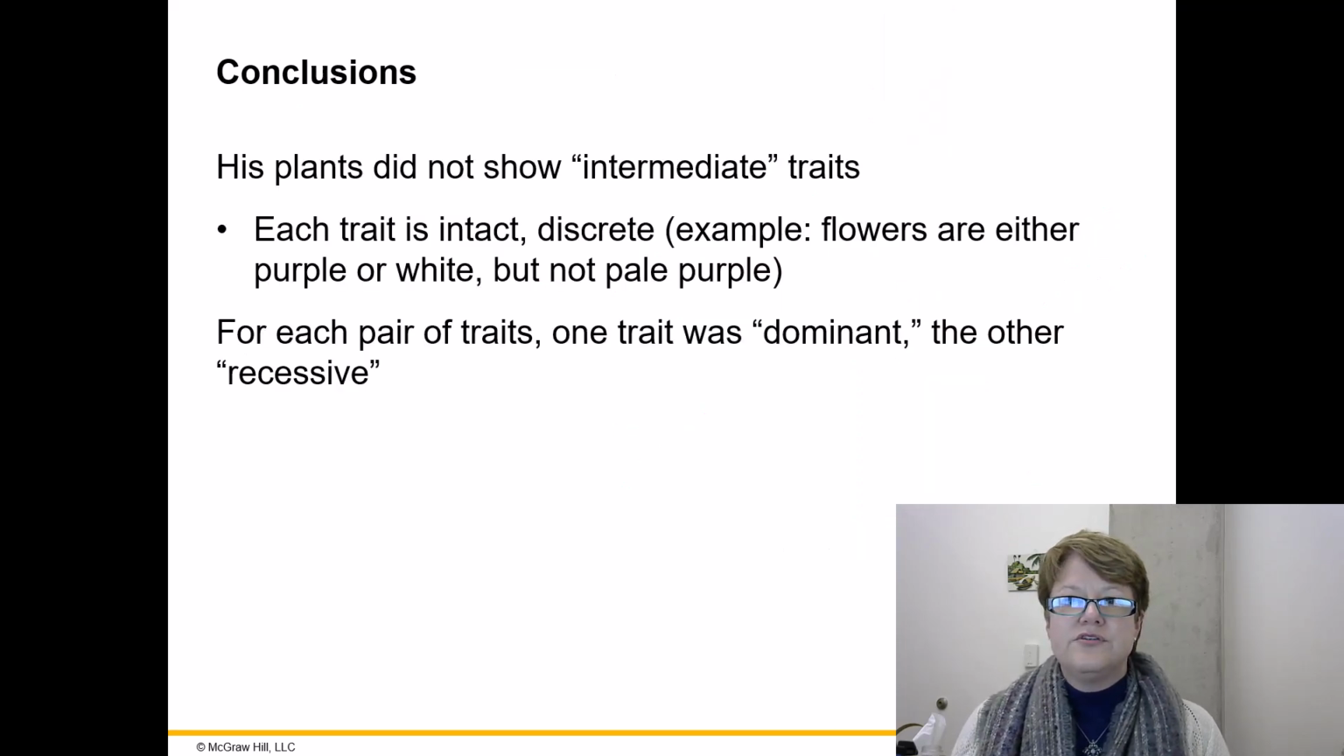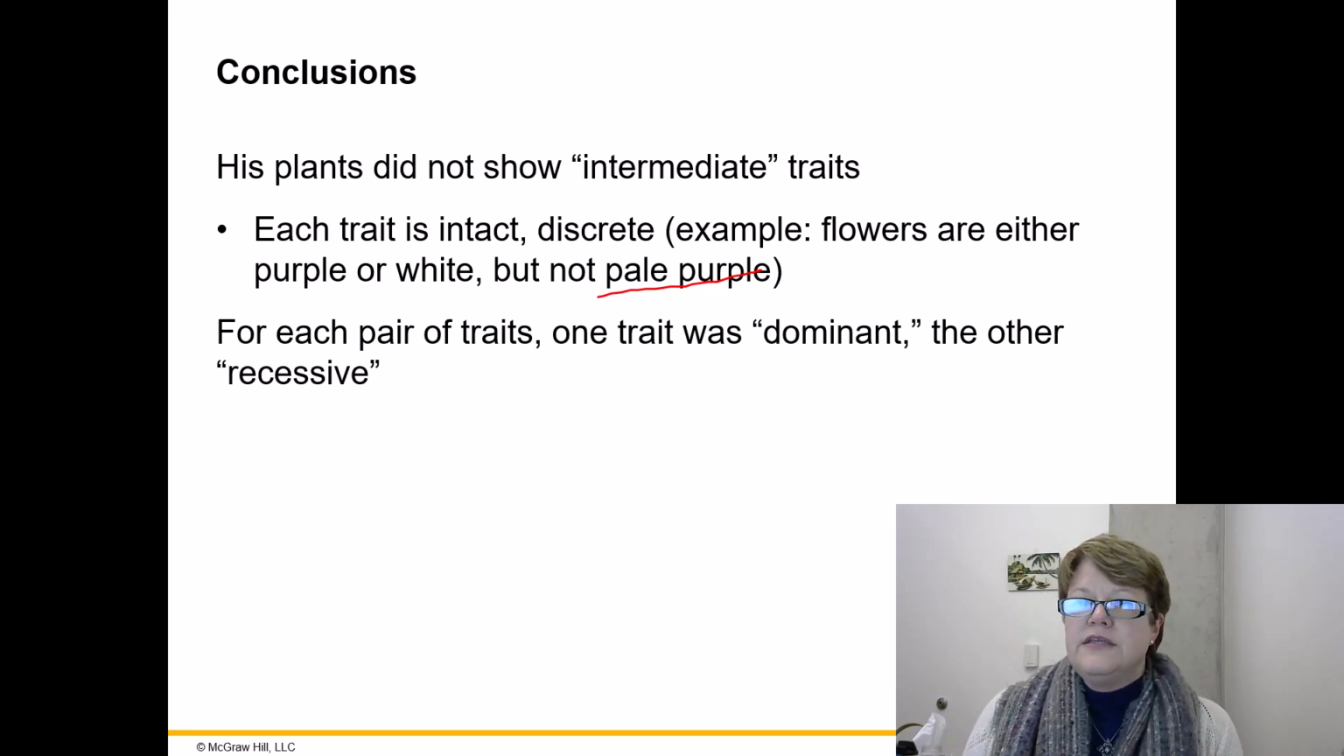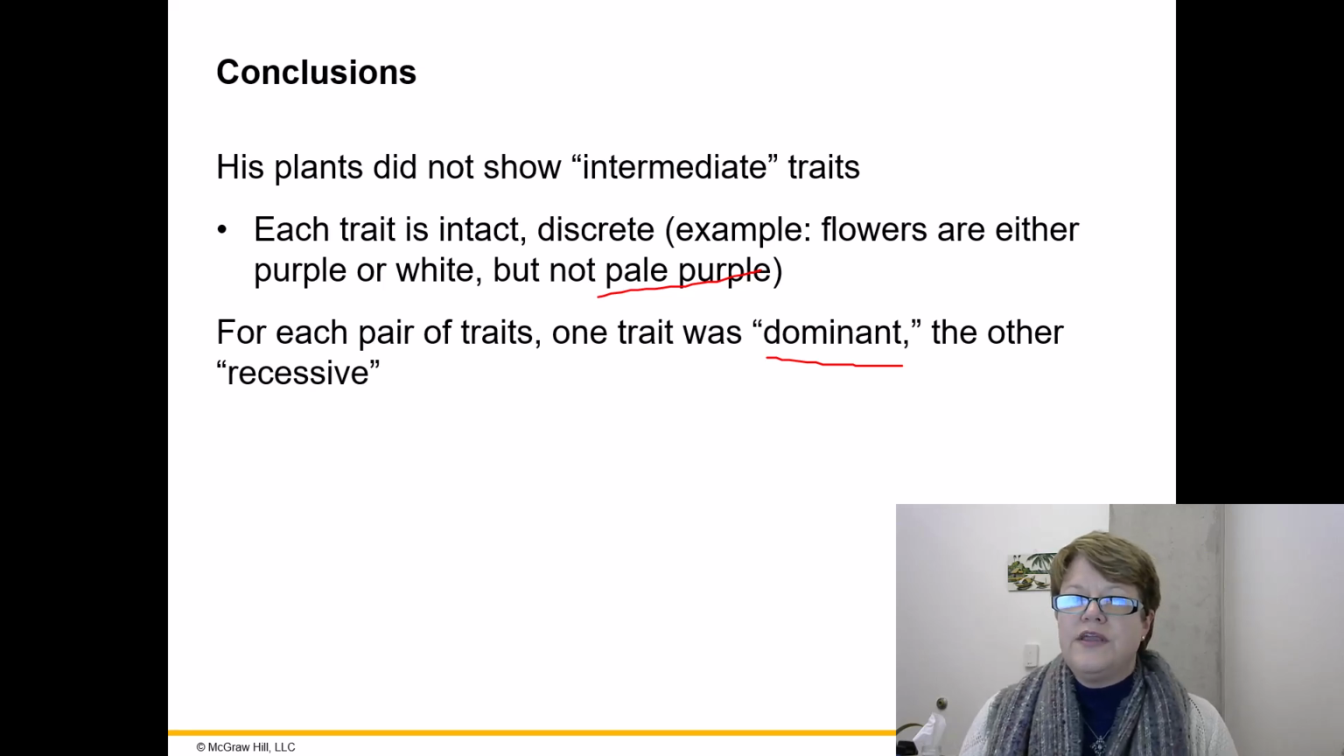So that leads us to his conclusion. Number one, his plants never showed any intermediate traits, no indication of blending. So, for example, the flowers would always come out either the dark purple or the white, but never pale purple. So no blending. And also, for each pair of traits, he started to notice that one trait would show itself. One trait we call dominant and the other recessive.